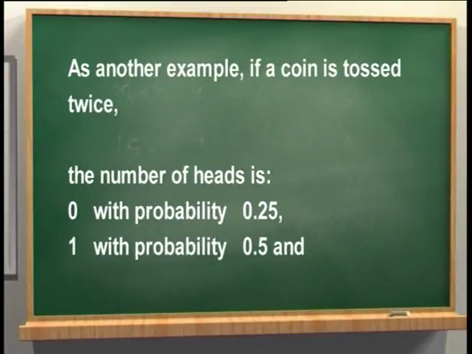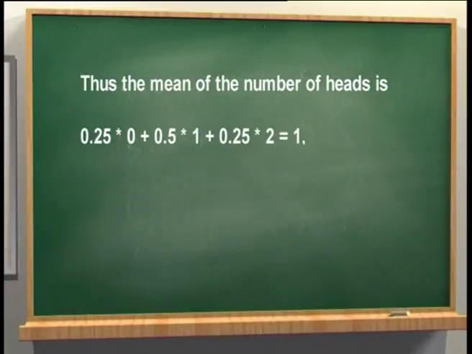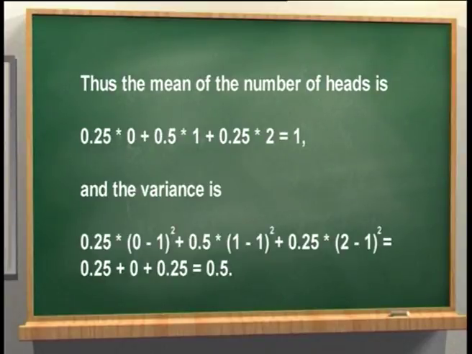Another example: if a coin is tossed twice, the number of heads is 0 with probability 0.25, 1 with probability 0.5, and 2 with probability 0.25. Thus, the mean of the number of heads is 0.25 times 0 plus 0.5 times 1 plus 0.25 times 2, which is equal to 1. The variance is 0.25 times (0 - 1) squared plus 0.5 times (1 - 1) squared plus 0.25 times (2 - 1) squared, which is equal to 0.25 plus 0 plus 0.25. The variance is 0.5.